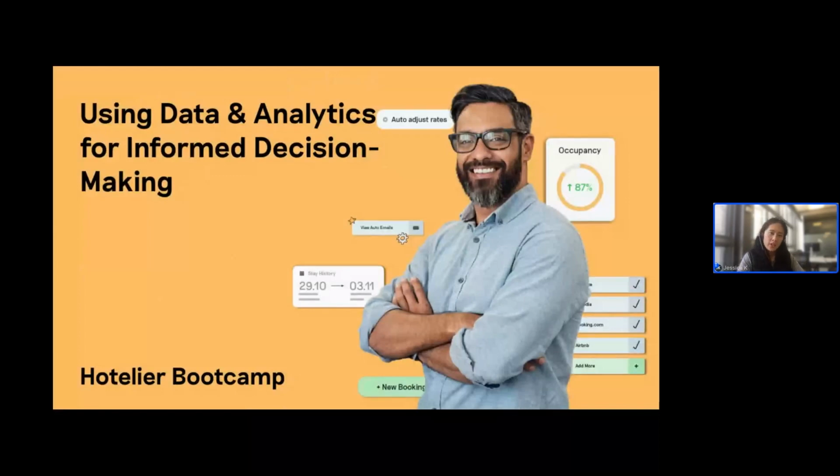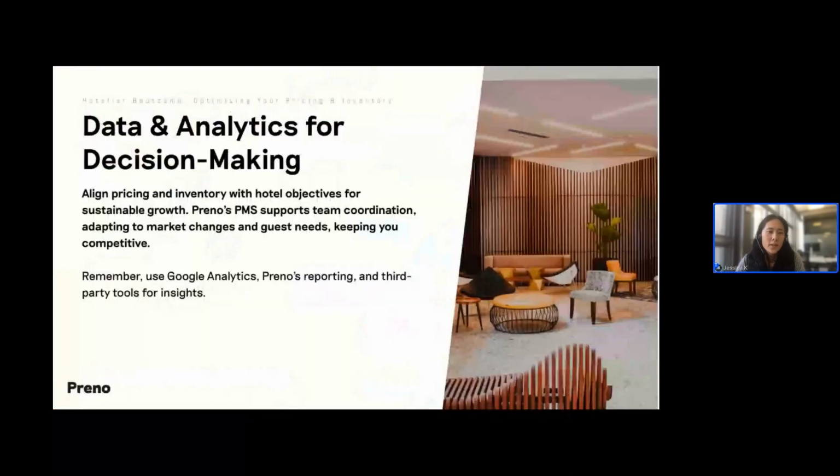Right, so in this section, we will be looking at using data and analytics for informed decision making. So yeah, data, it's everywhere. Your customer data is there for the taking. It's in Preno, it's online. You can use Google Analytics. If you're running a business, you cannot sleep on it. It's definitely worth using to identify trends and patterns in occupancy, revenue, and guest satisfaction. And I know you know that data is important, but don't forget it should inform your decisions.